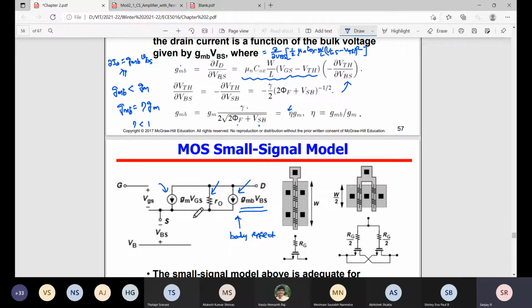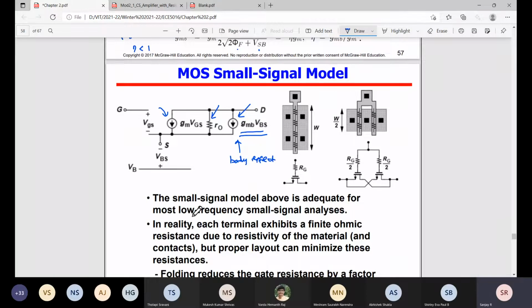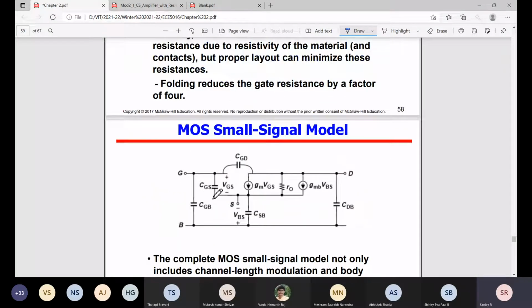When you take the capacitance effect into account, this is the final small signal model. So gate to source, one capacitance is there. Similarly, gate to drain, one capacitance will be there. So what are the capacitances we have? CGS, CGD, CDB, CSB. Then what are the remaining? CSB, CDB, and gate to bulk. You know, when the transistor is off, there will be a gate to bulk capacitor. So we can see all the capacitances.